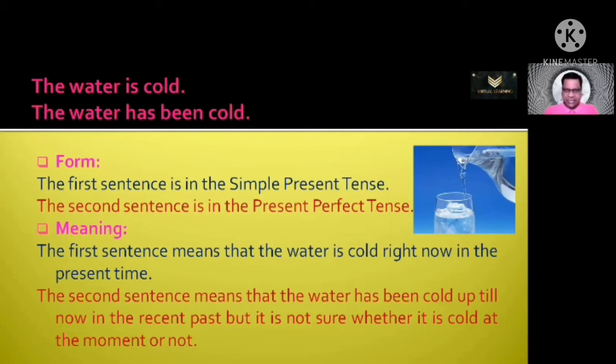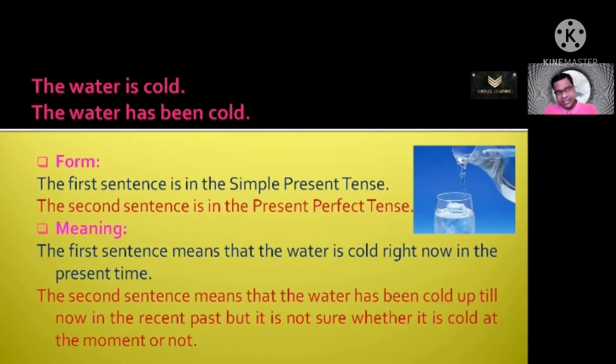Look at the first meaning now. The first sentence means that the water is cold right now in the present time. Okay, that's why you can simply say the water is cold. So at the present time, it means right now, in the present moment, the water is cold.